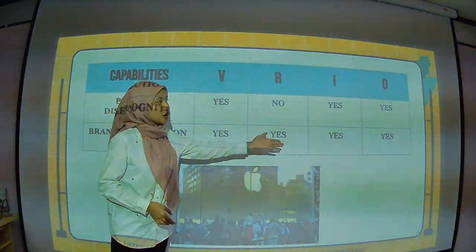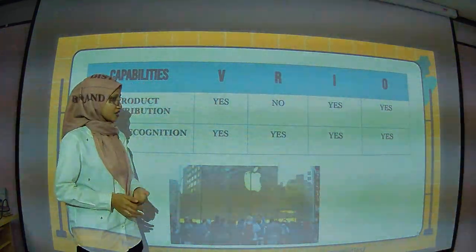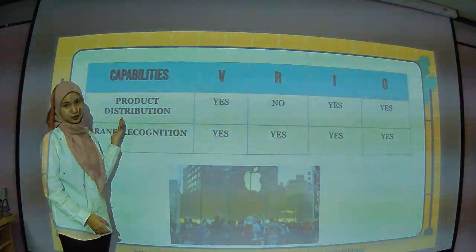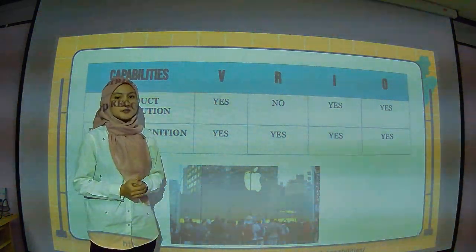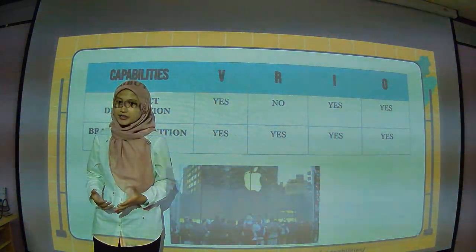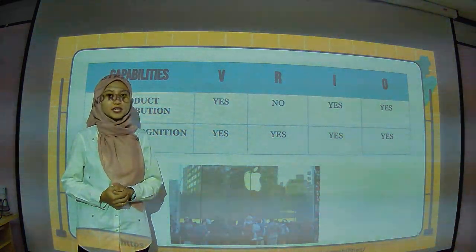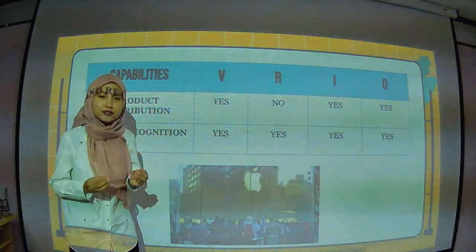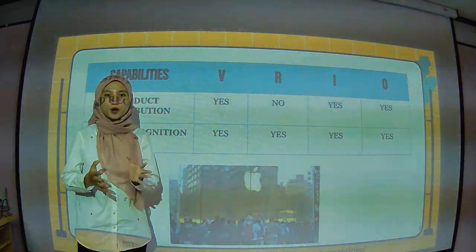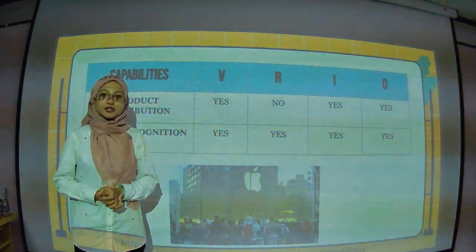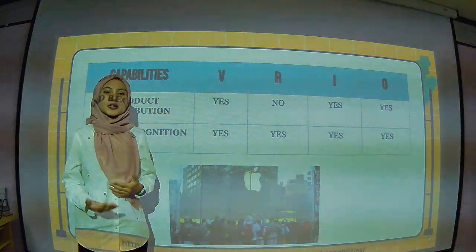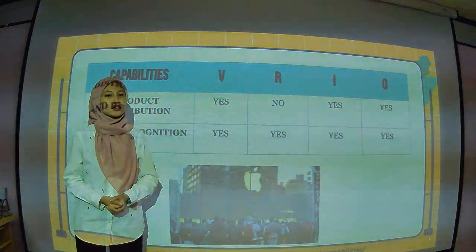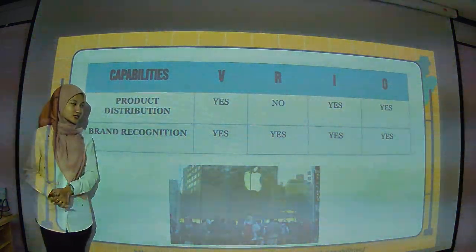For the last one, organization. Same as the product distribution, Apple has also achieved the ultimate goal of sustained competitive advantage for brand recognition because they have very good management systems, processes and structures that can give a positive impact to the brand to be recognized by customers around the world. So let's move on to the next slide.